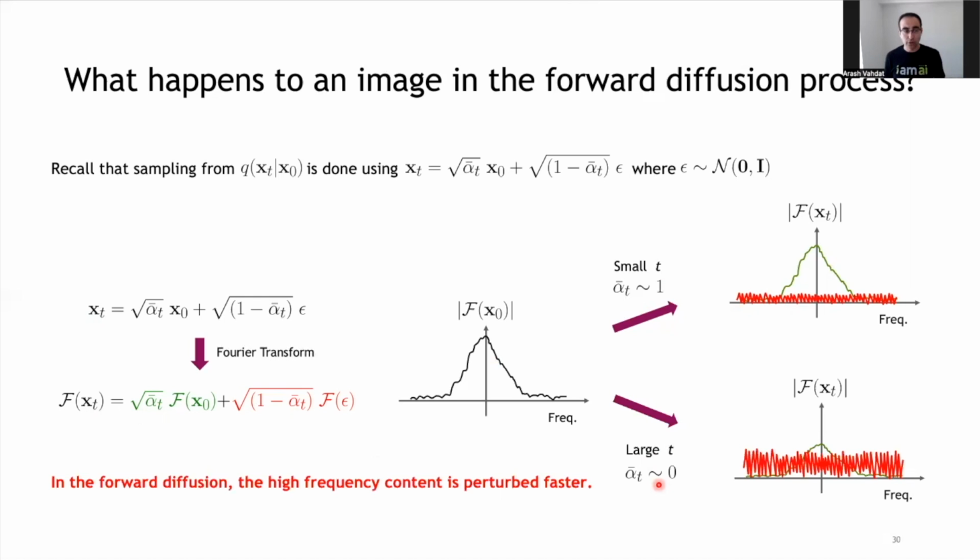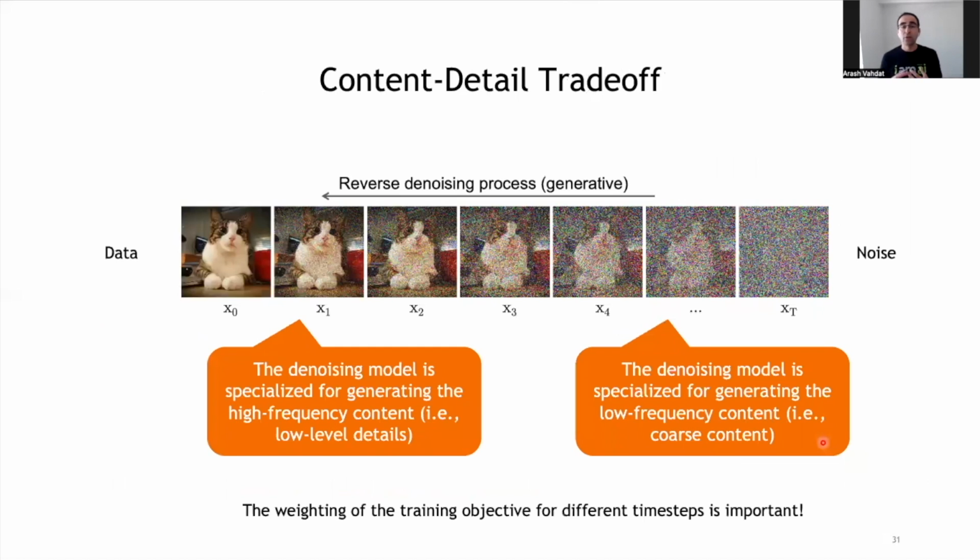This basically shows that there is a trade-off in the forward process. In the forward process, the high frequency content is perturbed faster than the low frequency content. So at small t's, most of the low frequency content is not perturbed. It's mostly the high frequency content that is being perturbed. But eventually, at the end of the process, we also completely get rid of the low frequency content of the image. This is very important to understand what happens in the reverse process.